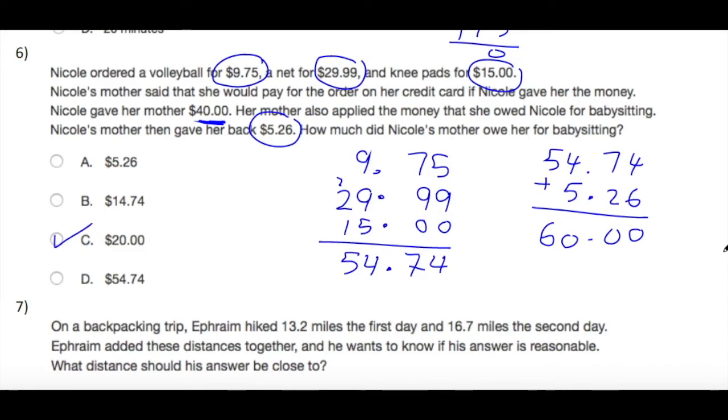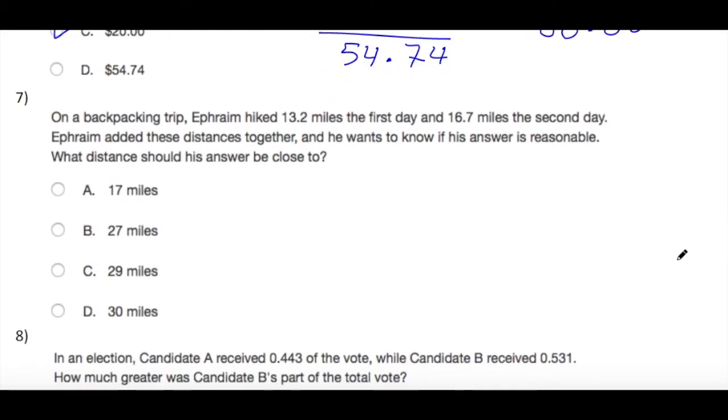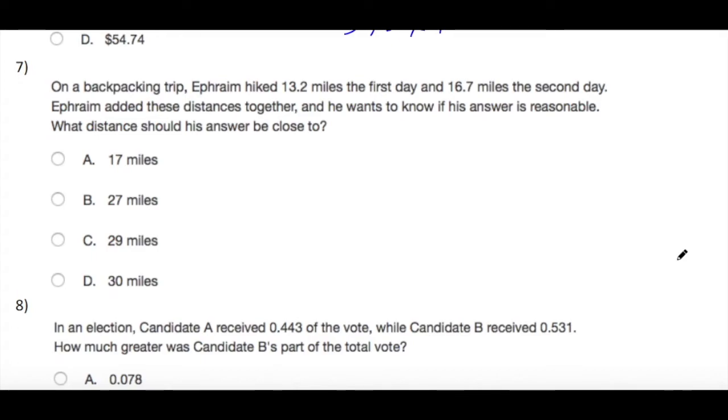Let us see the next question. On a backpacking trip, Ephraim hiked 13 and 2/10 miles the first day and 16 and 7/10 miles the second day. Ephraim added these distances together, and he wants to know if his answer is reasonable. What distance should his answer be close to?